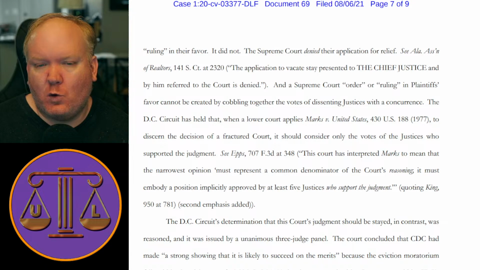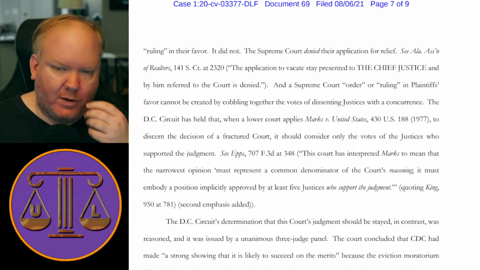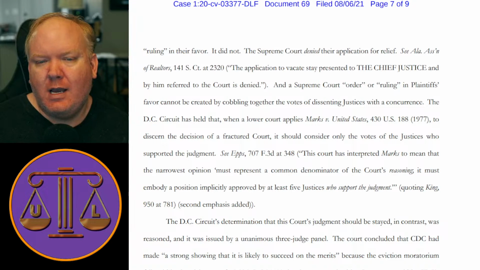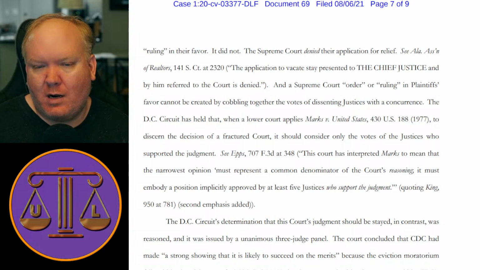A Supreme Court order or ruling in plaintiff's favor cannot be created by cobbling together votes of dissenting justices with a concurrence. The D.C. Circuit has held when a lower court applies Marks to a certain fractured decision, the court should only consider the votes of justices who support the judgment.